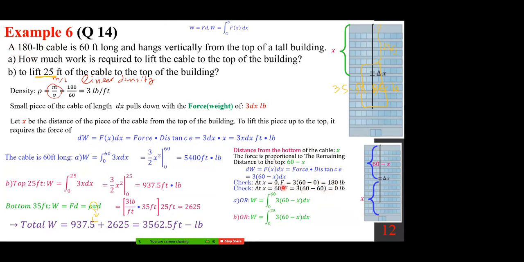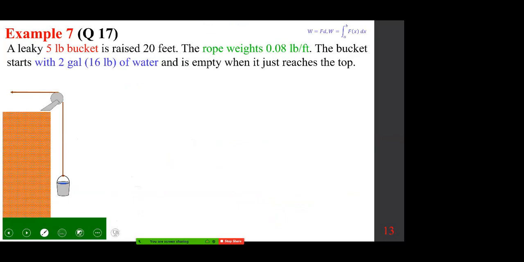What if at x equals 60, you're all the way up? So if you plug in, then there is nothing. You're completely up and it covers nothing and therefore no weight whatsoever. And you can evaluate the same thing, 3 times 60 minus x dx, from 0 to 60, that gives you part A. From 0 to 25 gives you part B. And I'd like you to try this on your own later on.